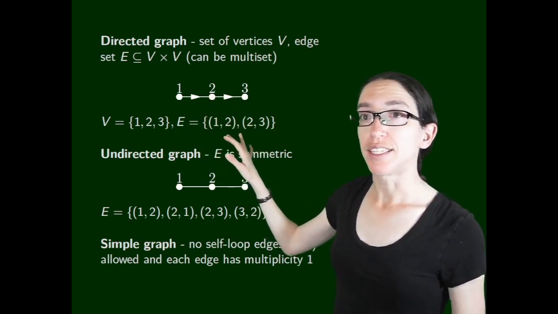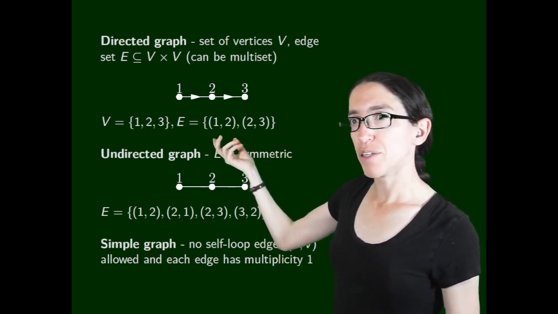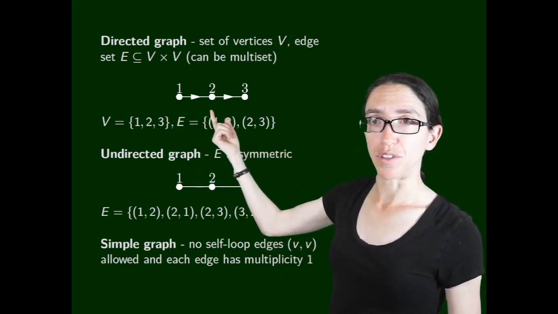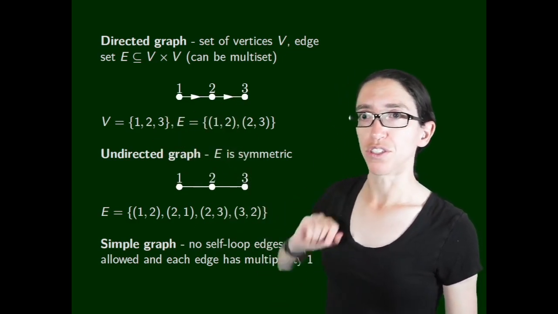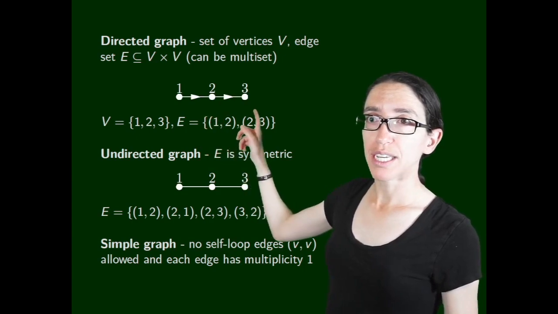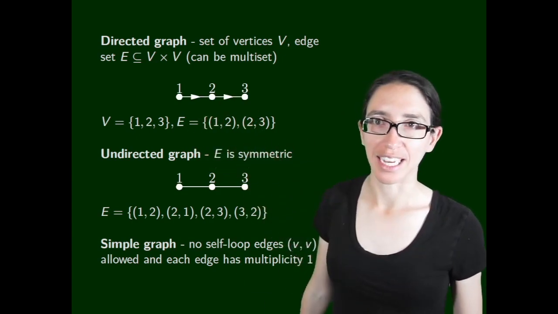And then if the edge set is, say, the set containing the pair 1, 2 and the pair 2, 3, the pair 1, 2 means we connect vertex 1 to vertex 2 in an ordered direction with a little arrow like that, directed from 1 to 2. And the directed edge from 2 to 3 is drawn here, so the direction just goes from the first element of the ordered pair to the second.